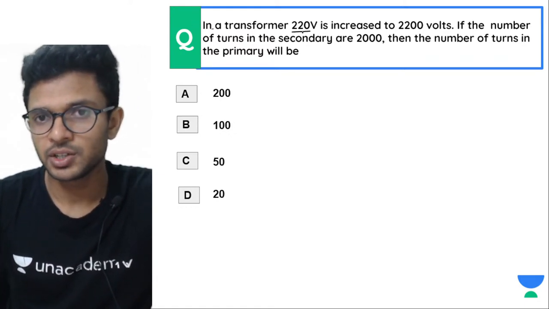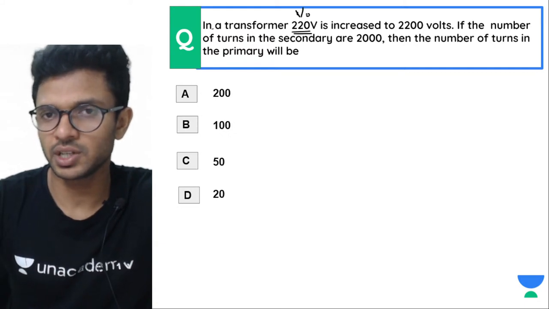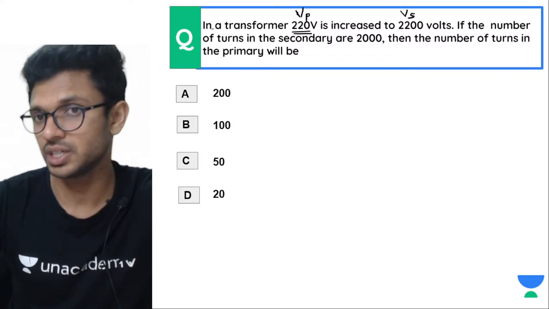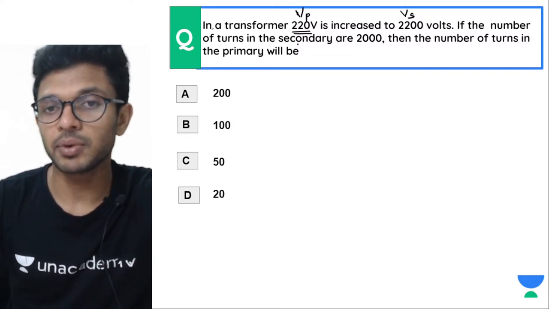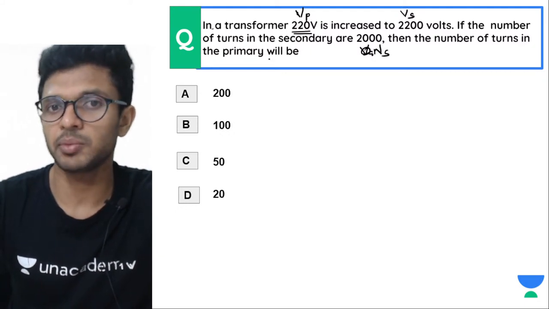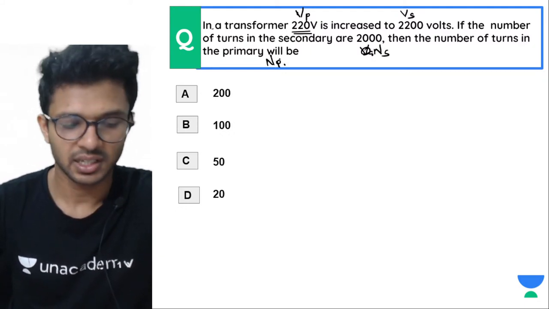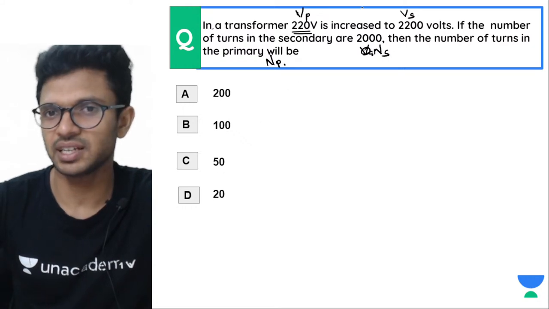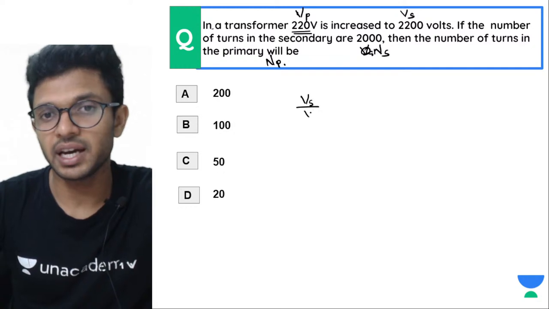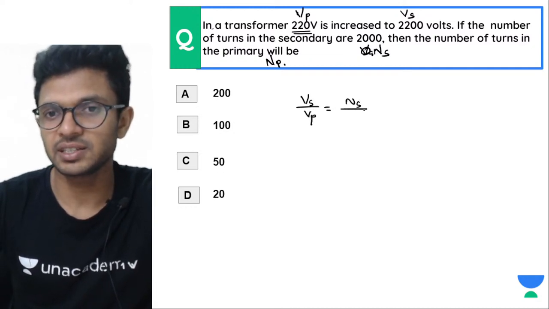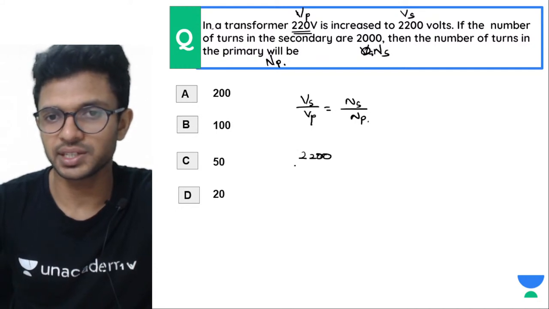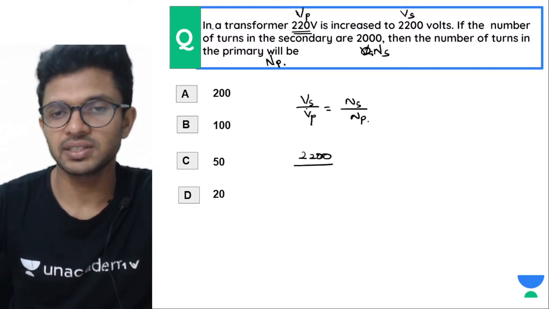In a transformer, 220 volt, this is the voltage on the primary, is increased to 2200 volt, which is the voltage in the secondary. Right, if the number of turns in the secondary NS is 2000, then the number of turns in the primary, you all know, and now what's the formula that is connecting all these things, right? What is it? VS by VP is NS by NP. Voltage secondary, is it given? Yes, 2200. Voltage in the primary, is it given? 220.